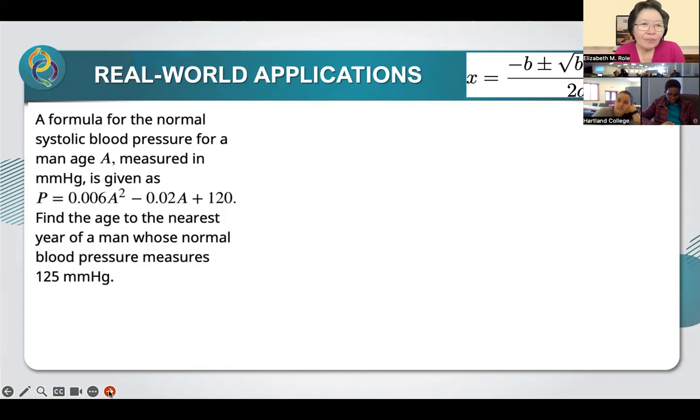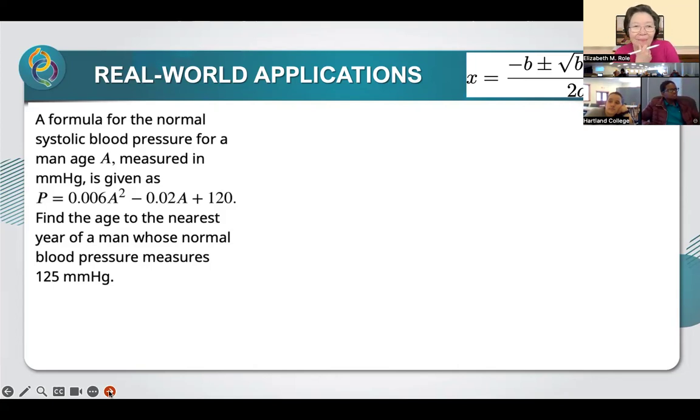It says a formula for the normal systolic blood pressure for a man age A, measured in mmHg, is given as P is equal to 0.006 A squared minus 0.02 A plus 120. Find the age to the nearest year of a man whose normal blood pressure measures 125 mmHg. Of course, your normal blood pressure would depend on your age. So being an old person, I may have a different normal blood pressure than the younger ones.